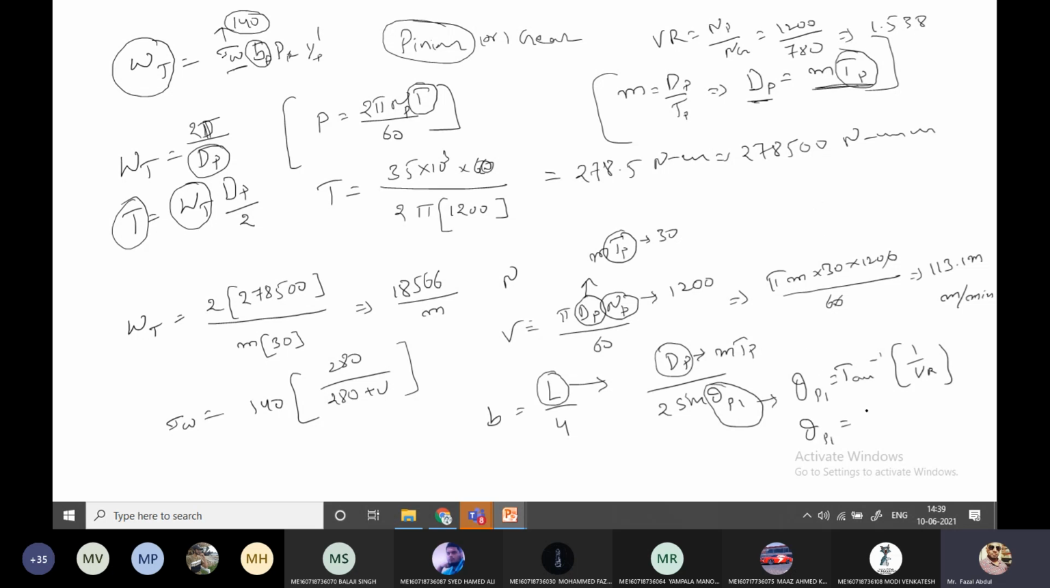Now theta P1 equals tan inverse of 1 by 1.538. This is the theta P1. Substitute the theta P1 value here, and the Tp value is given in the question as 30, and m is unknown. Substitute here and you will get the b value in terms of module. Tell me the b value. Do it fast, Babu. How much is the b value, face width in terms of module?